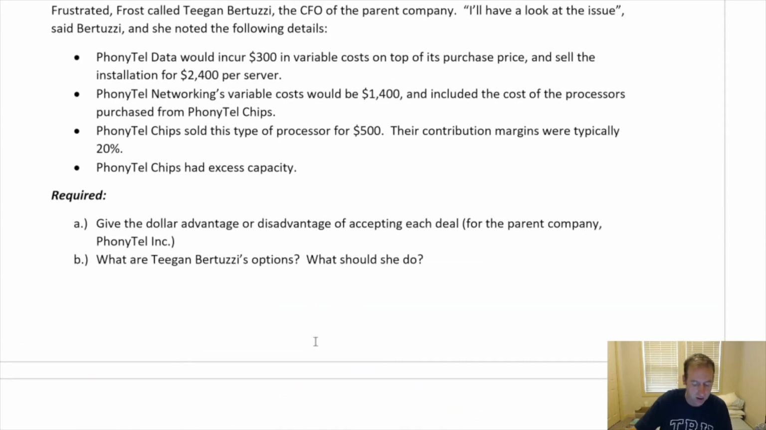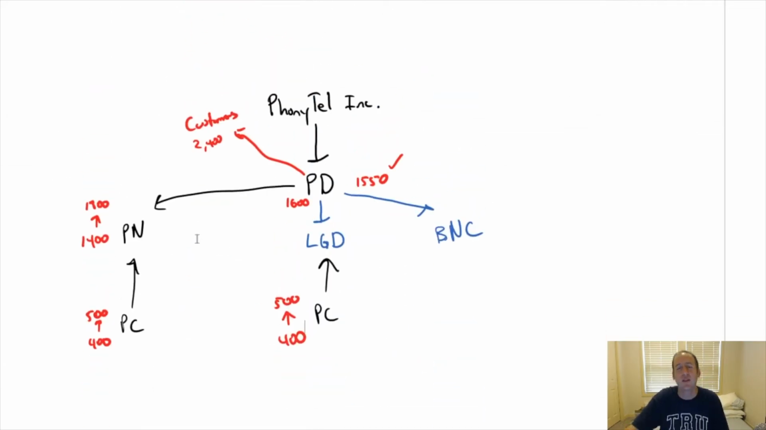Well, let's go back up to the top. It says, give the dollar advantage or disadvantage of accepting each deal for the parent company, Phonytel Inc. So if you're Phonytel Inc., I think you probably get the feeling, just intuitively, you'd rather buy from your own companies, right? Especially if there's excess capacity. You just have the feeling like it feels better to buy your own chips and your own stuff, and you put your own stuff in your own servers and then you install your own stuff. My intuition would tell me they should do this.